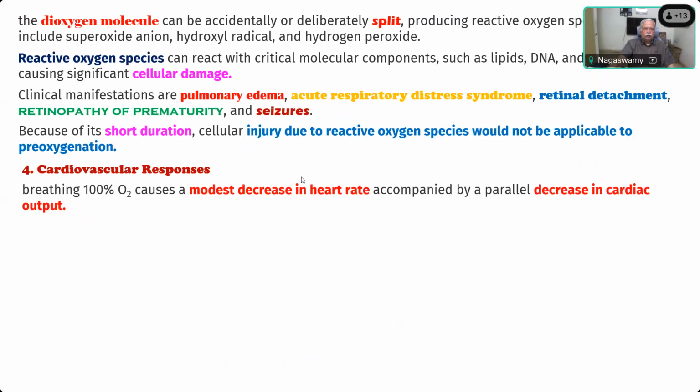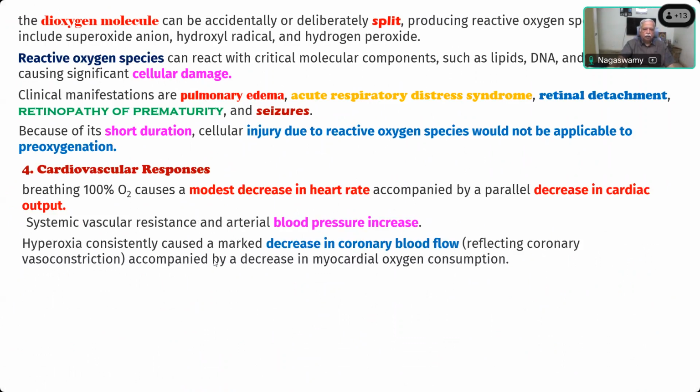Then cardiovascular responses are a modest decrease in heart rate and decrease in cardiac output with 100% oxygen inhalation. And systemic vascular resistance and arterial blood pressure both increase. And hyperoxia causes a decrease in coronary blood flow, reflecting coronary vasoconstriction accompanied by a decrease in myocardial oxygen consumption. So this is a very paradoxical situation. So any excessive oxygen is going to affect the coronary blood flow.